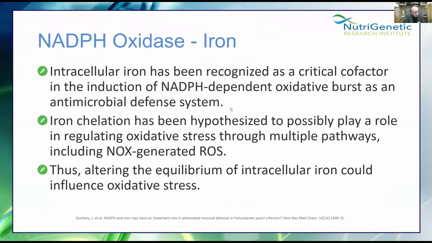Iron. Again, our next webinar is going to be on iron. It's a cofactor in the NADPH-dependent oxidative burst. Iron chelation has been hypothesized to possibly play a role in regulating oxidative stress. I mean, it's well known that the higher levels of iron are behind liver disease, early onset of dementia. So in this study, they're saying altering the equilibrium of intracellular iron could influence oxidative stress.